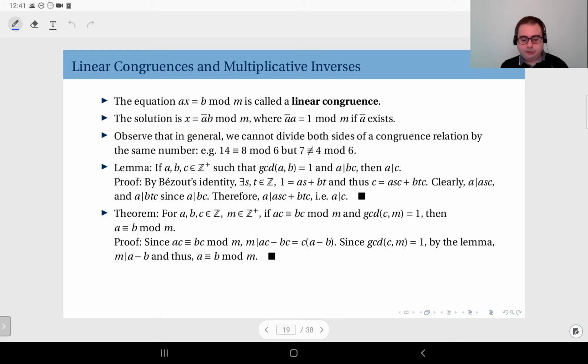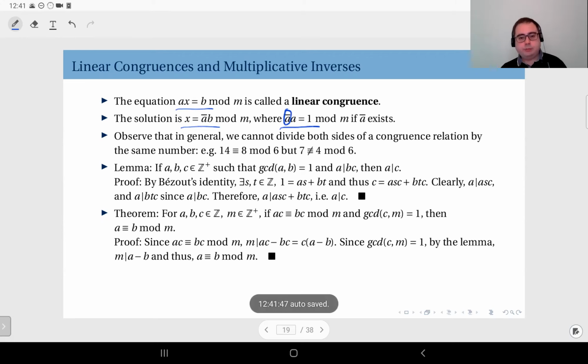And the solution in general to such a linear congruence is x equals the inverse of a times b modulo m, where, if it exists, this is the multiplicative inverse of a modulo m. As we have stated earlier, this doesn't always exist, okay? And when it doesn't exist, there doesn't exist a solution.